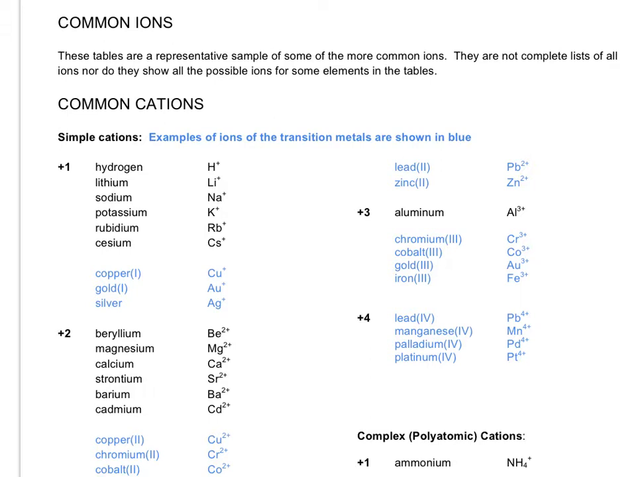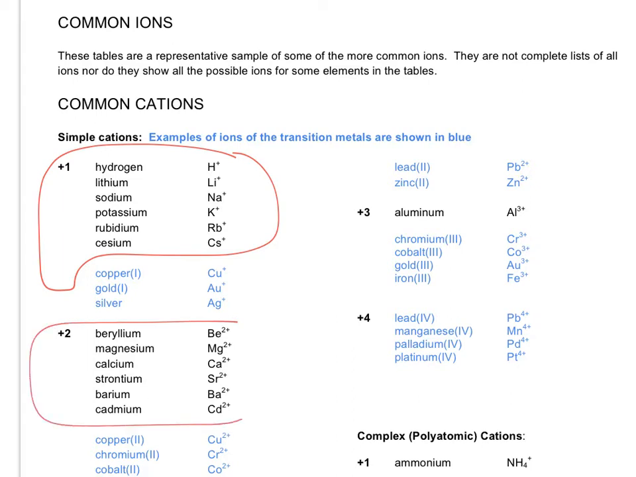A couple of things to notice. This table is organized so that all of the ions that you need to know that have a +1 charge are listed first, then +2 and +3. Notice that I'm not circling the blue ones yet. We'll get to those in a minute.